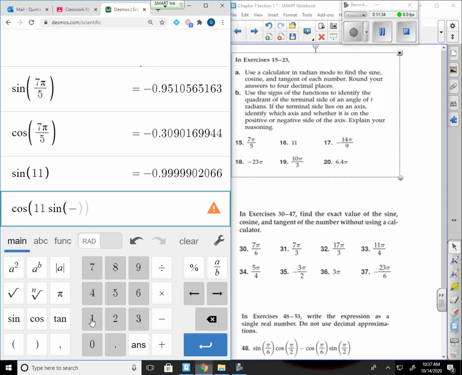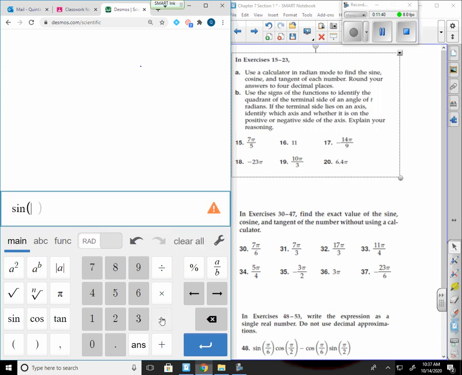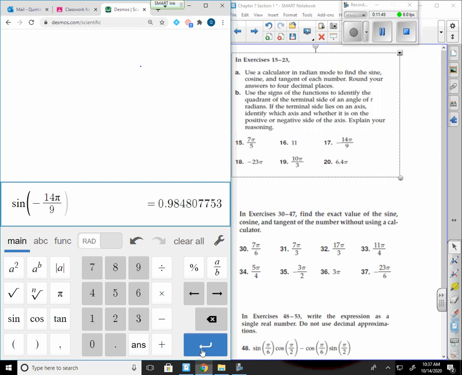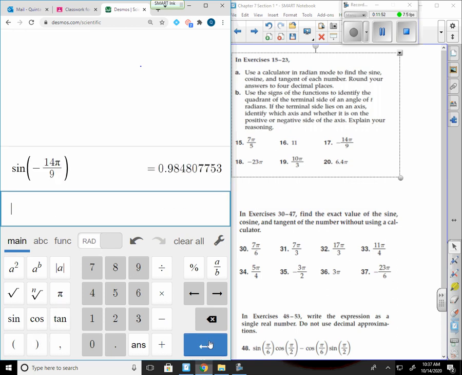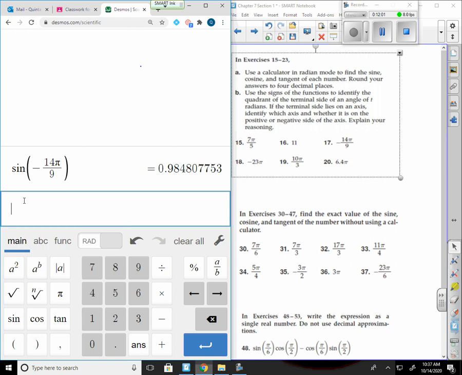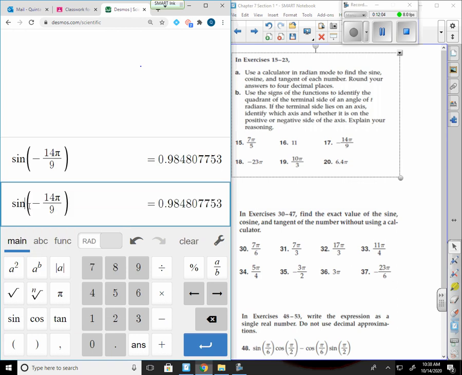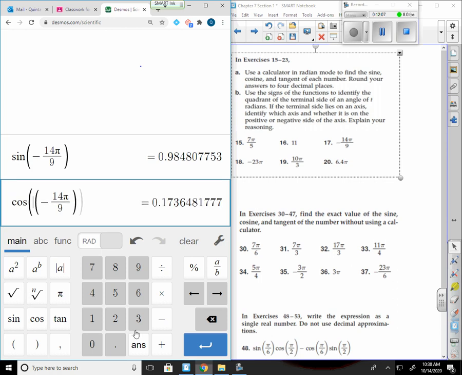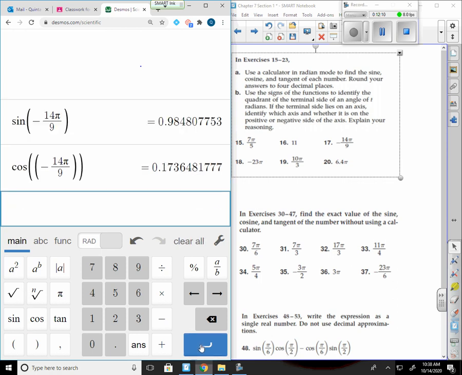Sine of negative 14 pi over 9 gives me that. I wonder if I can copy and paste this. I can. So then now I would just change this to the cosine. Gives me 0.17. So this is going to be positive and positive, which means it's quadrant 1.